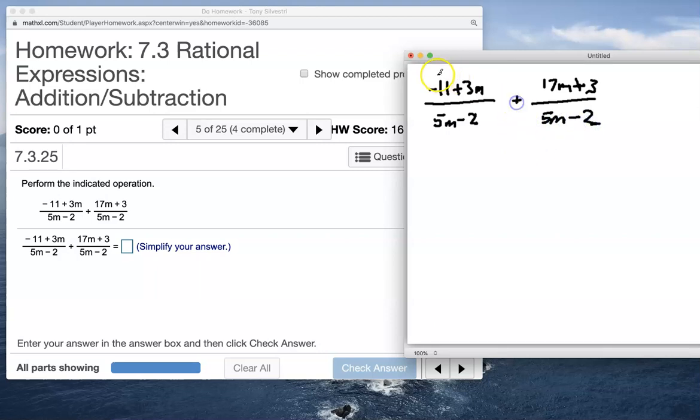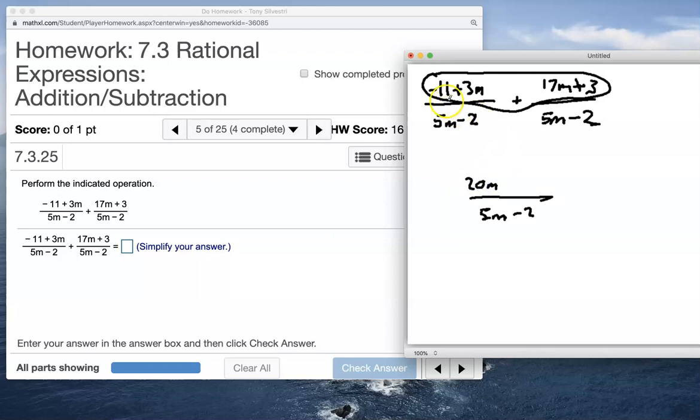I see a plus. Okay, we're going to add the tops. You don't have to worry about changing signs. I see the same denominator, so my denominator on the bottom is going to be 5m minus 2. And so when I add this together, what do I get? I get 11. I got 3m plus, see, I'm adding up my m terms. They're like terms. 3m plus 17m is 20m.